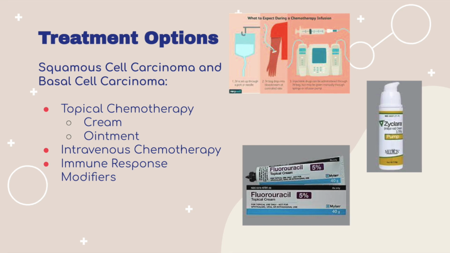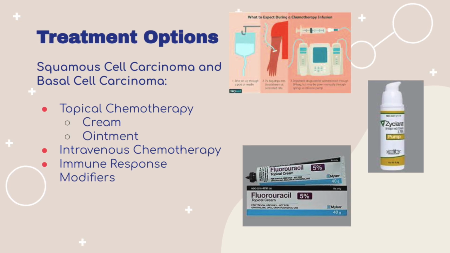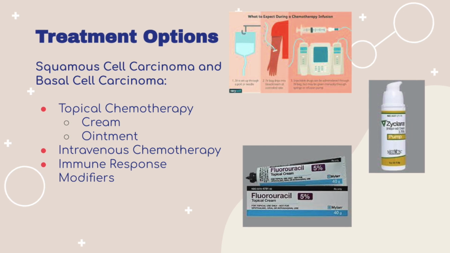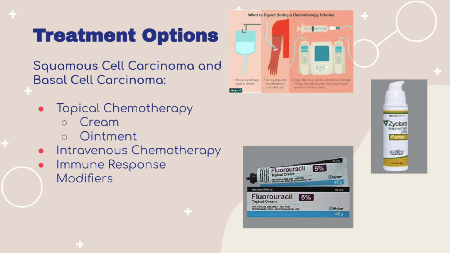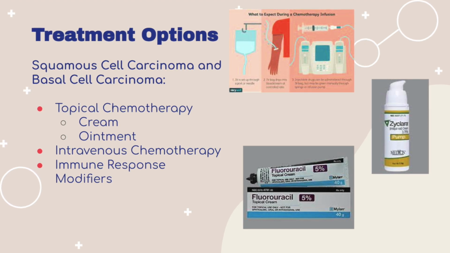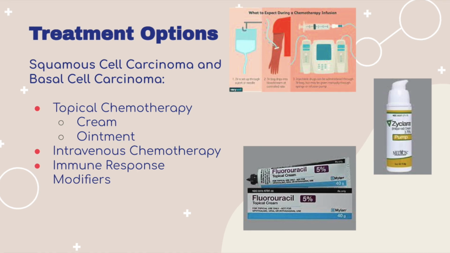This is typically in the form of a cream or an ointment and is applied to a specific region where the cancer is located. One type of topical chemotherapy is 5-fluorouracil or 5-FU. This is used to kill tumor cells located on or near the surface of the skin, and side effects include skin sensitivity and typically redness.